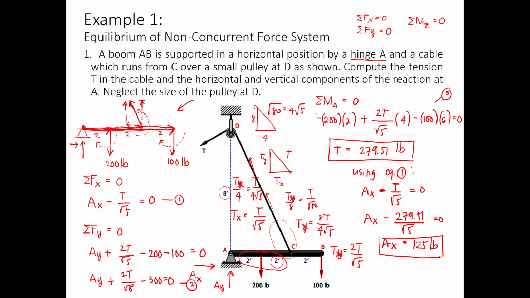So for the vertical component we're going to use equation number 2. I think we don't have any more space left. So again, you use equation number 2 here to solve for AY: 2 times 279.51 divided by square root of 5, then minus 300. So AY is equal to 50 pounds. This one is using equation number 2.